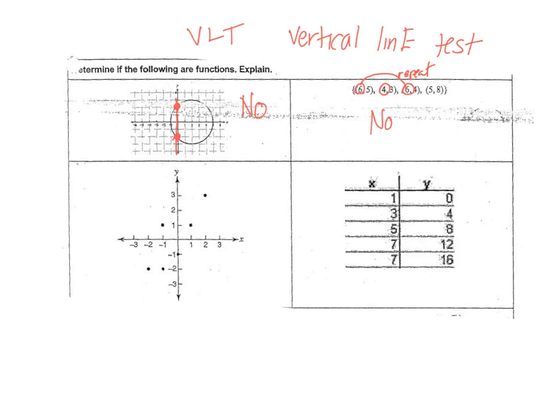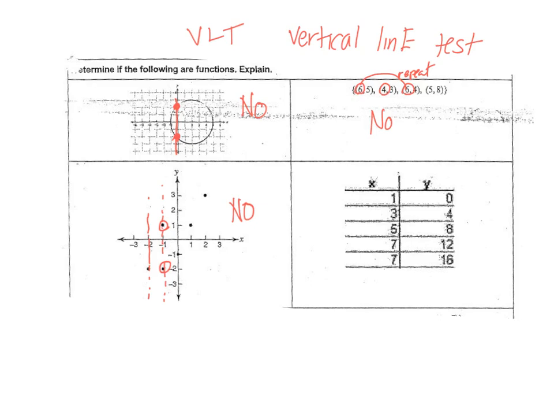If I look at the next graph, I look at where these ordered pairs are located, and that first one looks fine. There's nothing on the same vertical line. But when I look at this, I can see that this point here and this point here would have the same x-coordinate of -1, and so therefore, no, this is not a function.